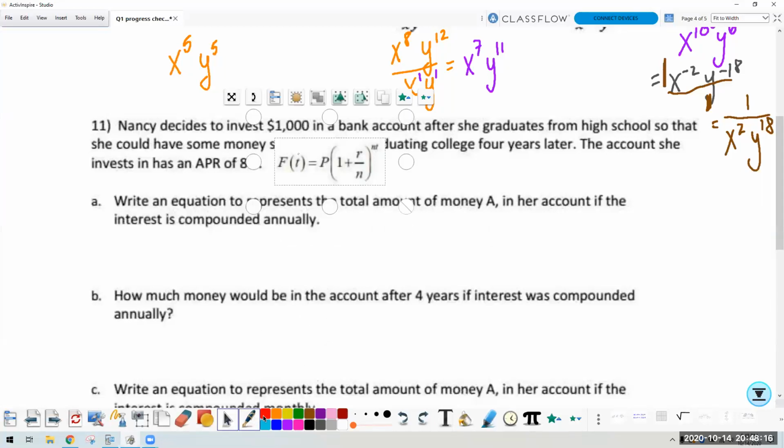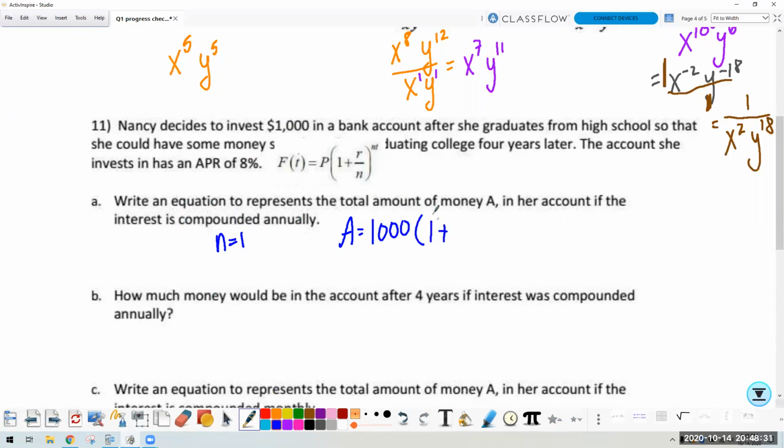Okay. So they are telling us in part A, write an equation that represents the total amount of money if her interest is compounded annually. So that's an N of 1. So she deposits $1,000. 1 plus, we have to write our 8% as a decimal. 1, and then T.